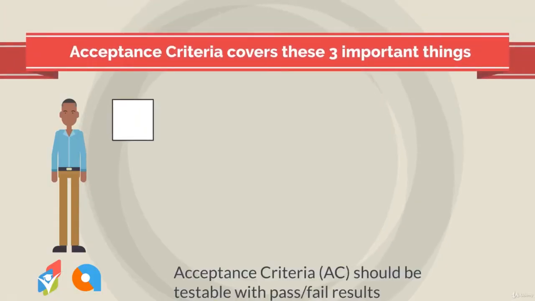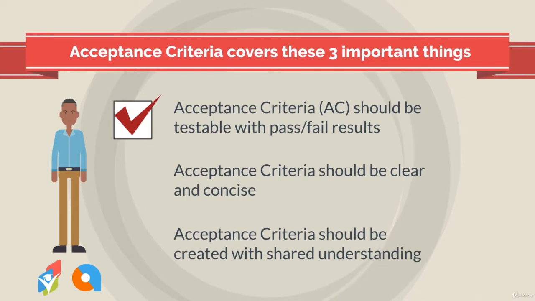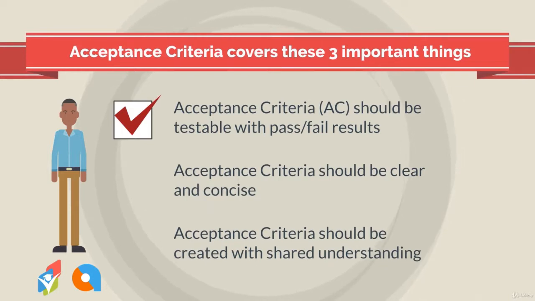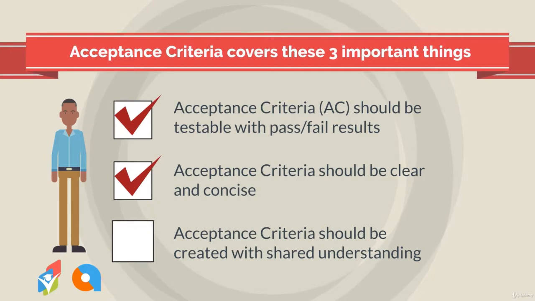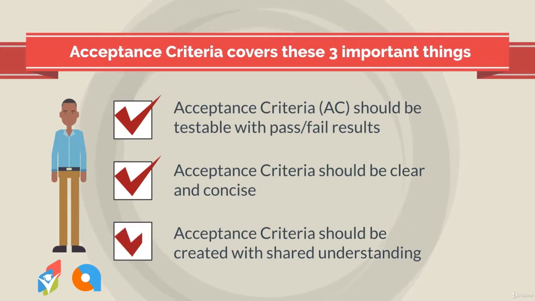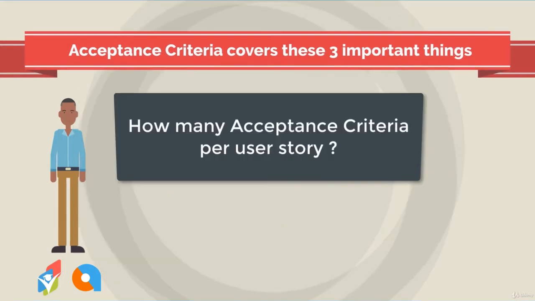Lastly, you want to remember these 3 things. Acceptance criteria should be testable with clearly defined pass-fail results. The acceptance criteria should be clear and concise. Developers should be able to understand it. No poetic language or philosophical statements, just to avoid any confusion. And acceptance criteria is established with shared understanding between the team and the product owner.